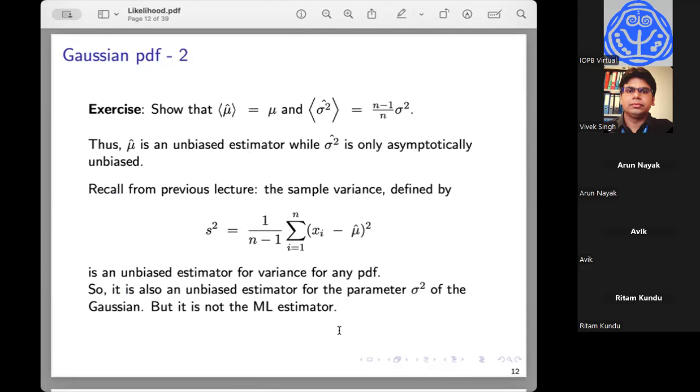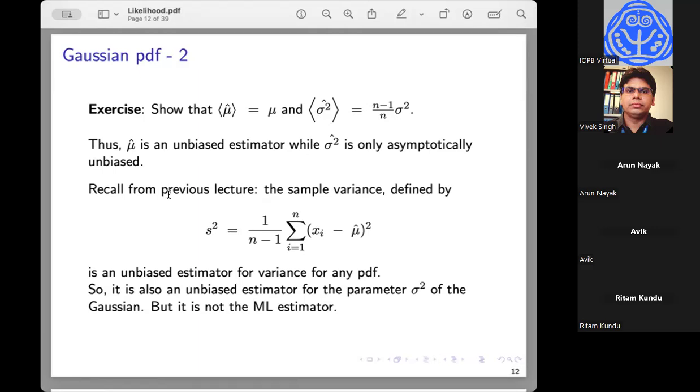Now here you can again show as an exercise that the expectation value of mu hat will be the mean. That means this should be a consistent unbiased estimator. But if you take the expectation value of sigma square hat, this will be n minus 1 by n times sigma square. Since this factor is there, only when n is large will this become sigma square. So this is only asymptotically unbiased.